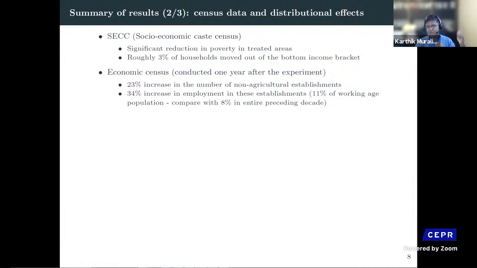So between 2000 and 2010, the fraction of the working age population that moved from agriculture to non-agriculture was about 8%, and here you're getting more than that in about 2.5 years. Okay, and what this suggests, and we're going to come back to that, is the role of a coordinated increase in wages, perhaps in accelerating a structural transformation. But you see these results in the census.